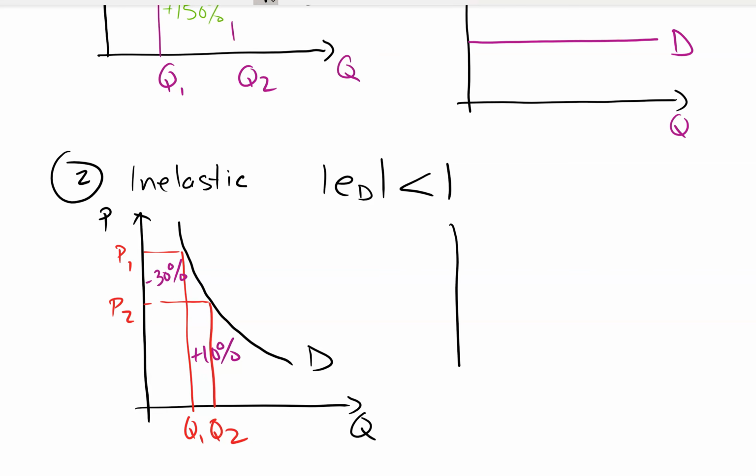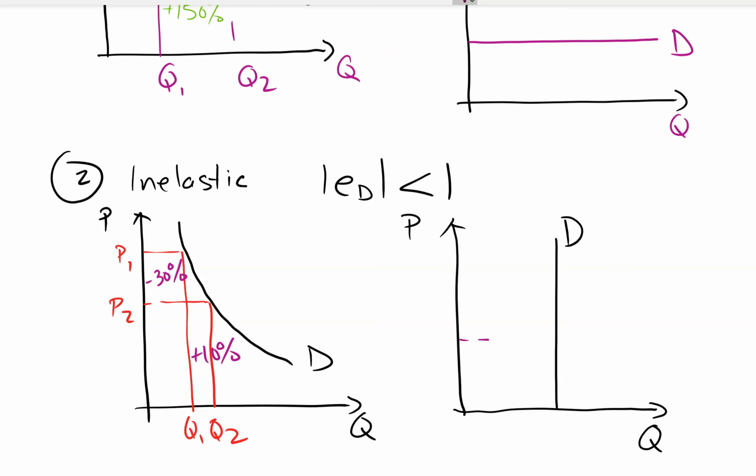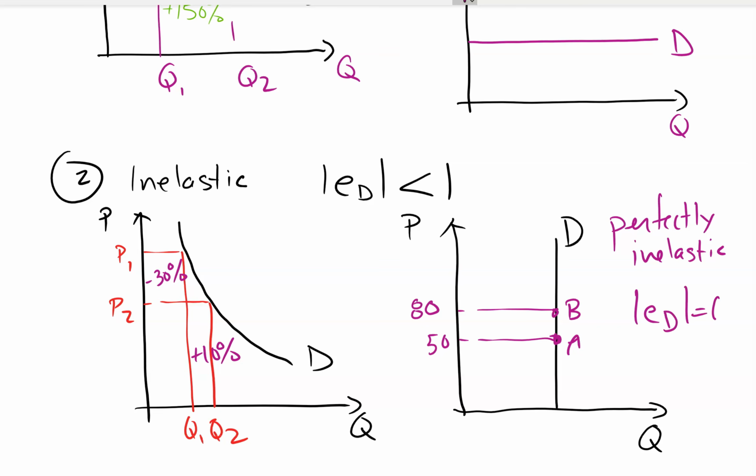The most extreme case, and we use it quite a bit in examples, it's not exactly realistic, but the most extreme case is this one. If that's your demand curve, well, that means when the price is, let's say, 50, they buy this much, and when the price is 80, they buy the same. Okay, so this type of demand curve is called perfectly inelastic, and the elasticity is 0. They don't change how much they want to buy.